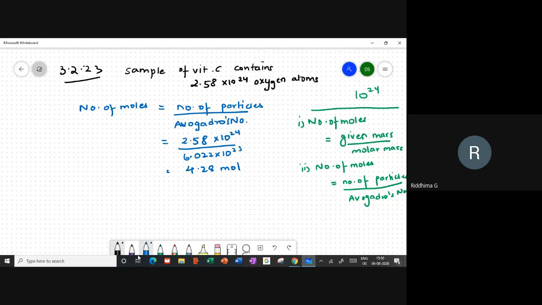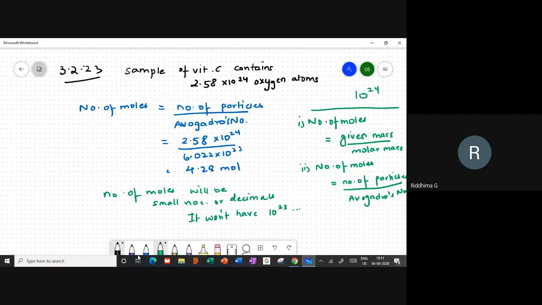One more hint here, the number of moles. Number of moles will be small numbers or decimals. It won't have 10 to the power 23 or anything like that. That's one way you'll know. So number of moles is always a smaller quantity. It should be 2 moles or 4, 5 moles, 10 moles, something like that, or in decimals. But if you're getting an answer like 10 to the power 8 moles or something like that, there is some mistake happening. Just keep that in mind.